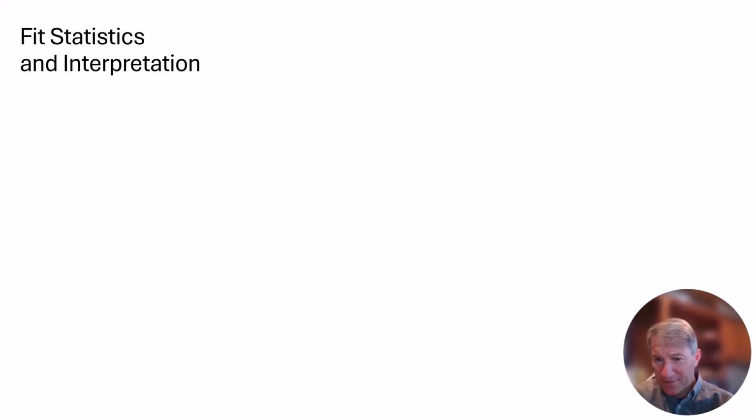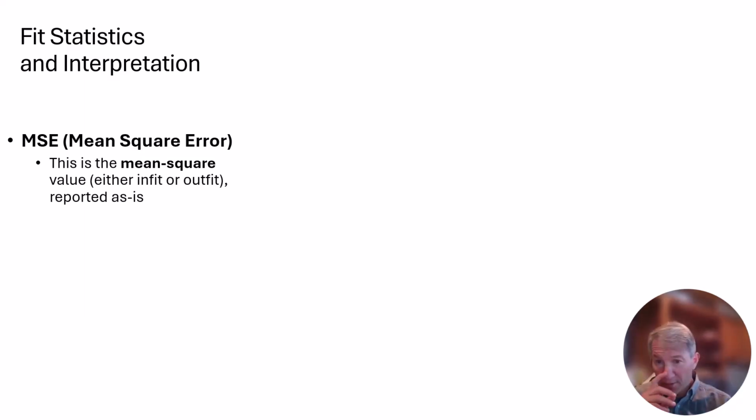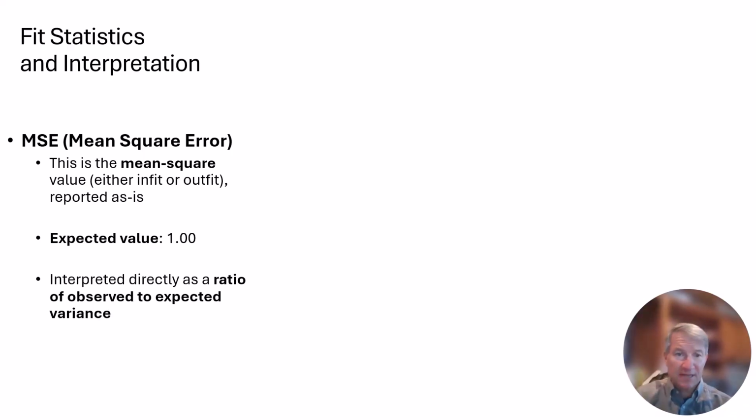Okay, I want to say a few more things about fit statistics and their interpretation. Normally, in output from software programs that do Rasch analyses, it's the mean square error value in that output that is your fit statistic, either infit or outfit. And a perfectly functioning item would have an expected infit and outfit of 1.0. And that's interpreted as the ratio of observed to expected variation. And fit statistics apply to either items or persons.